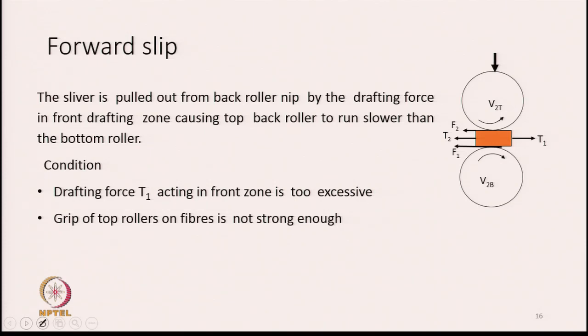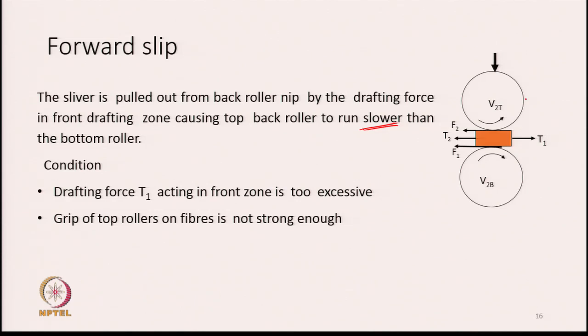The sliver is pulled out from the back roller nip by the drafting force in the front drafting zone, causing the top back roller to run faster than the bottom roller. This is what is important, and the condition for this is that the drafting force T1 acting in the front zone is too excessive.